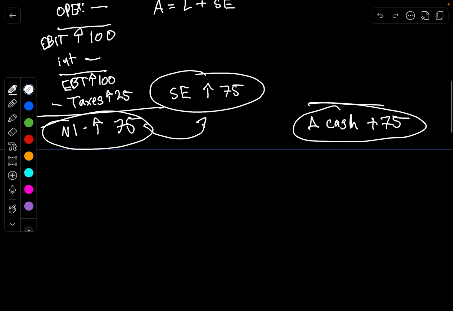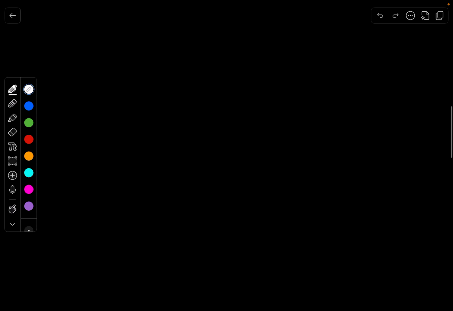Now let's look at the next example. Let's say that our expenses are up by 100, right? So let's look at the three statements here again.